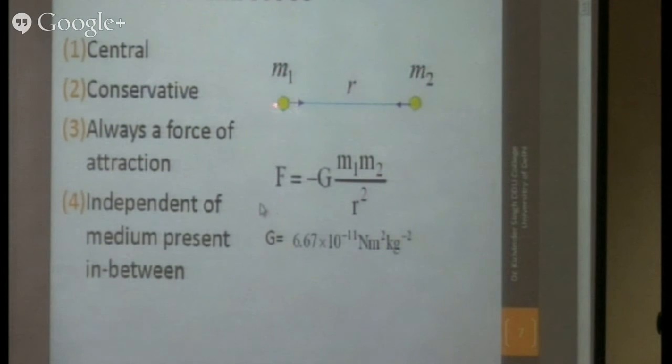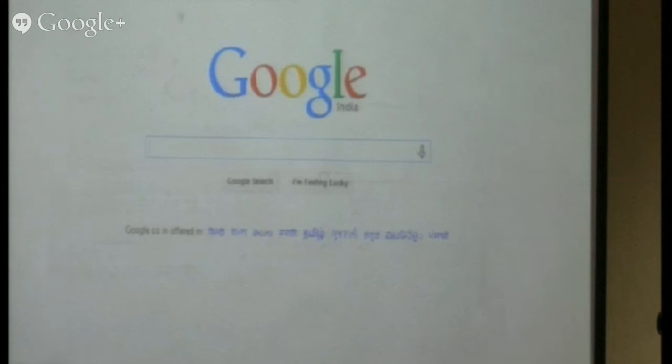if there are two bodies of mass m1 and m2 at a finite separation r, the very first thing is that they have a force of attraction. There is no way, we haven't found any such case where two bodies are repelling each other due to gravitational force. They always attract each other. Since they attract each other, symbolically we have put a negative sign. It is just to represent that there is a force of attraction.